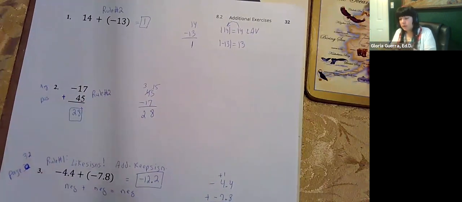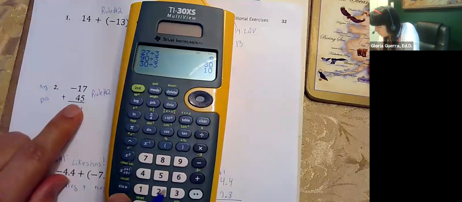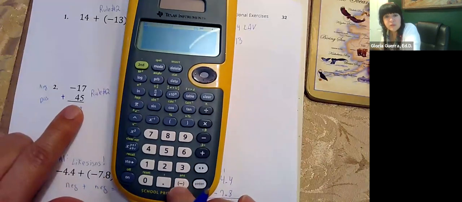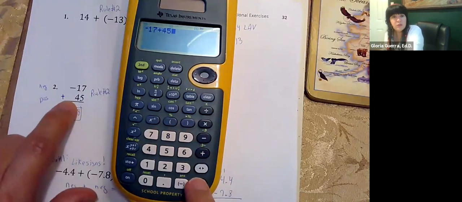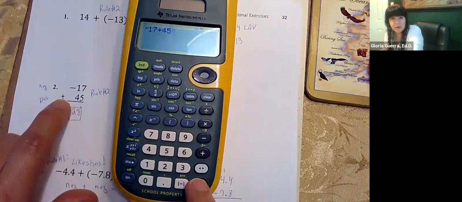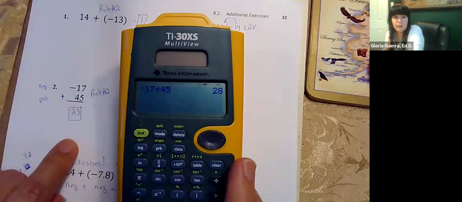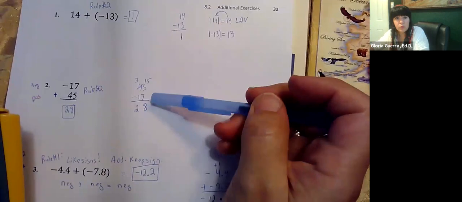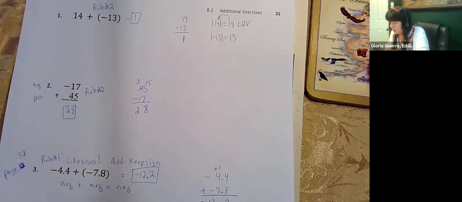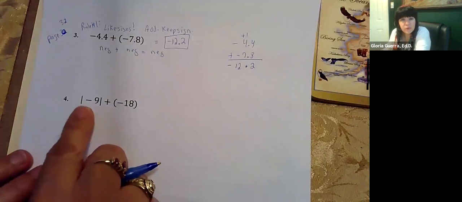So again, you know, on your calculator, if you're doing this one, you would do a negative, remember, is down here, negative 17 plus 45. So I know you don't see a sign there, but it's going to be positive. And you see you get 28, okay? But again, on your test, you've got to show your work on here. So you show your subtraction by hand on that, okay? Okay, and then on number 4, remember we said the absolute value is done first, remember?